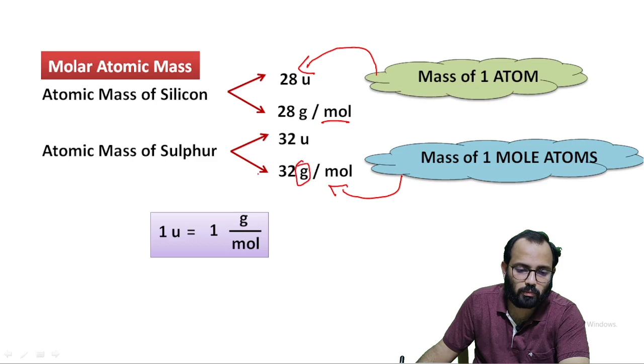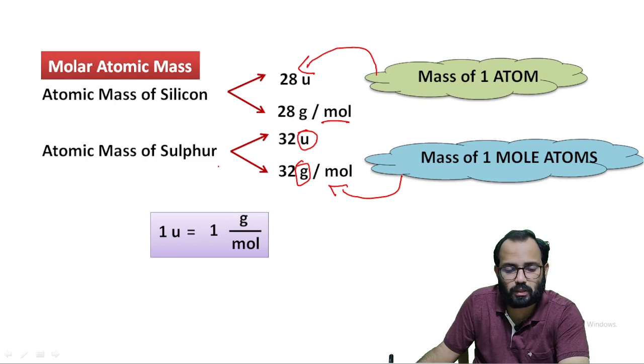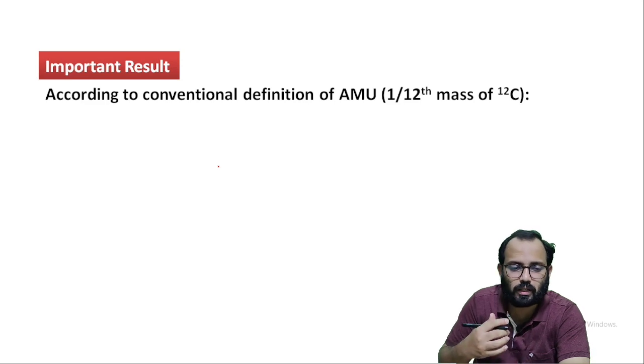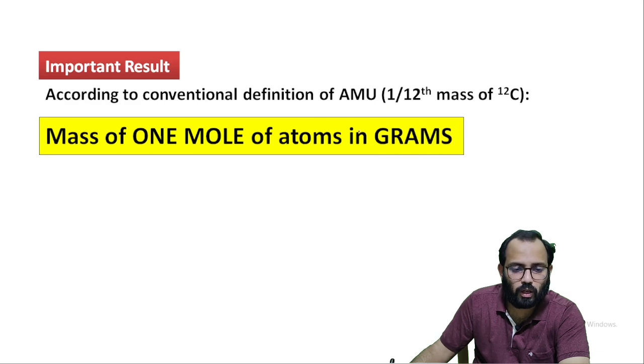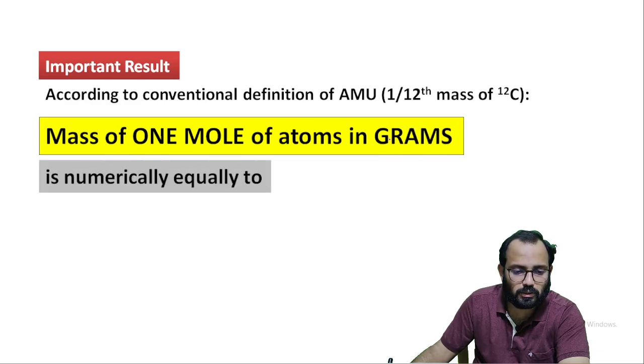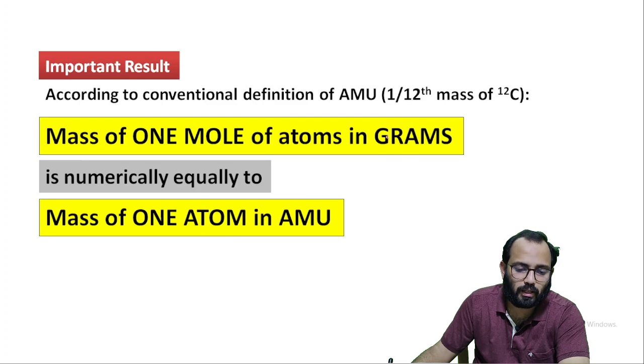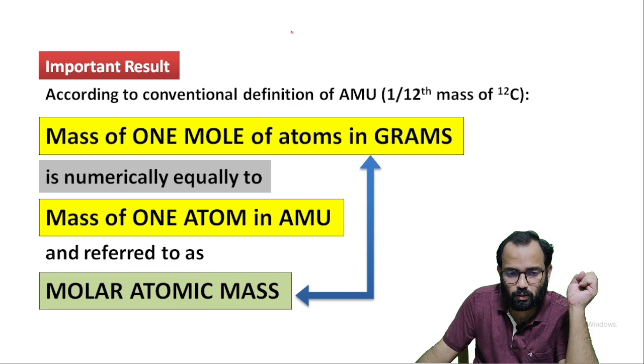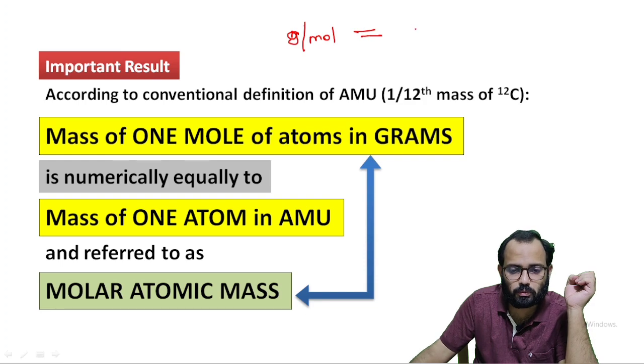So mass of one mole of atoms is represented in gram, mass of one atom is represented in U, nothing but the unified mass. So the important result we have studied here, we will recollect everything. According to the conventional definition of AMU, mass of one mole of atoms in grams is numerically equal to the mass of one atom in AMU, and it is referred to as molar atomic mass. Correct, right? Yes, mass of one mole of atoms in grams, that is mass in gram per mole, is numerically equal to the mass in U.